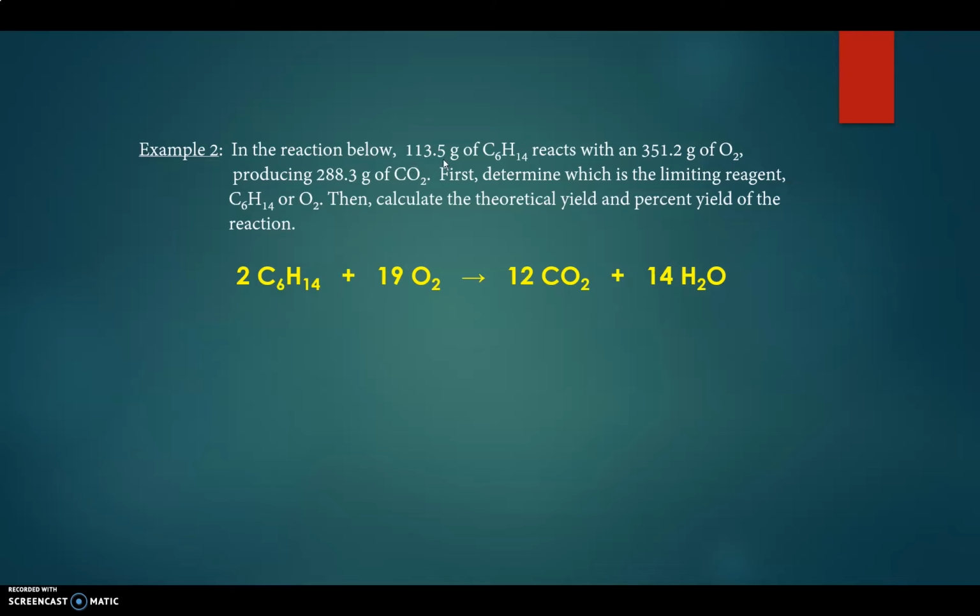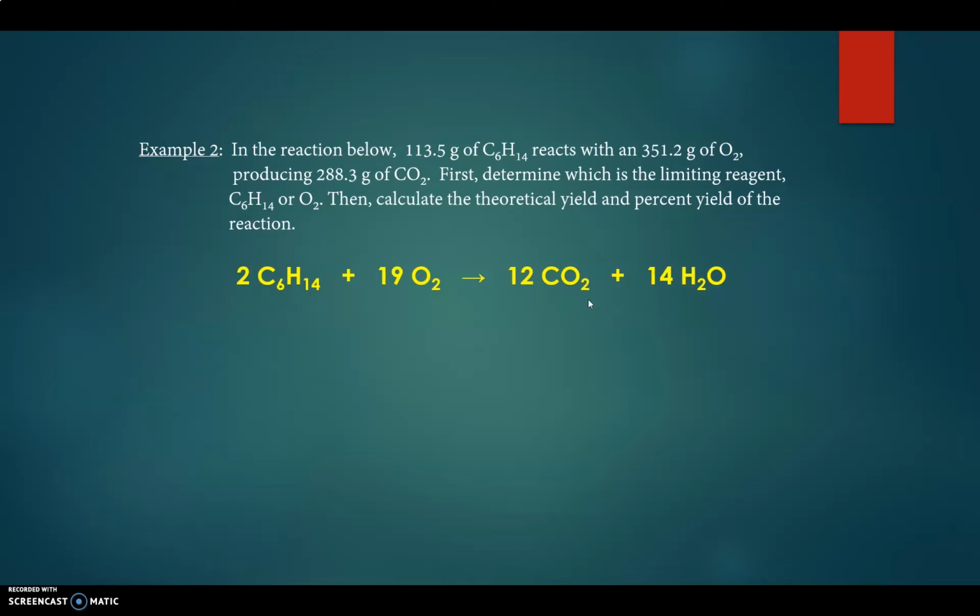This time I'm going to give you amounts of both of the reactants, both the hexane and the oxygen. So 113.5 grams of hexane is combined with 351.2 grams of oxygen. One of those is going to run out first, and we want to figure out which one that is. Which one is the limiting reagent? The simplest way to do that is to simply start with each of these in a separate problem. So the first thing we'll do is figure out from 113.5 grams of hexane, how many grams of carbon dioxide could we get?